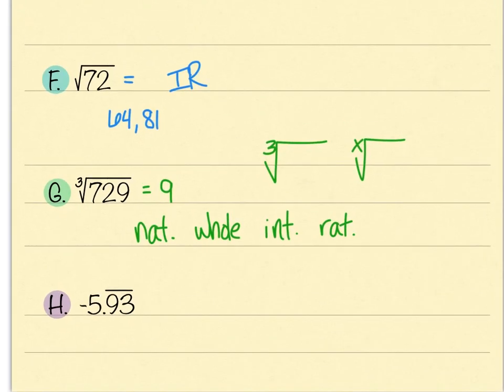And then the last one here, example H, I've got another repeating decimal. So because it is a repeating decimal with the repeating bar, I know that it's going to be rational, but that's all I can say about it. It's not going to be a natural number, whole number, or an integer. It's just going to be rational.